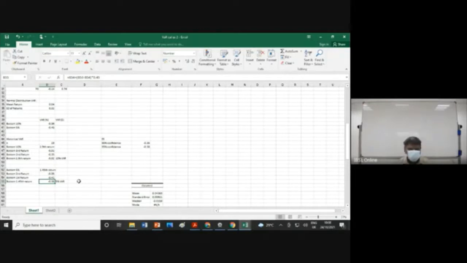How much? 20,000 into 38% into root 10. 20,000 into 38% into root 10. That is the maximum loss that could happen to your investment over the next 10-day period at a 95% confidence level. Clear? Can we move on to the next calculation?